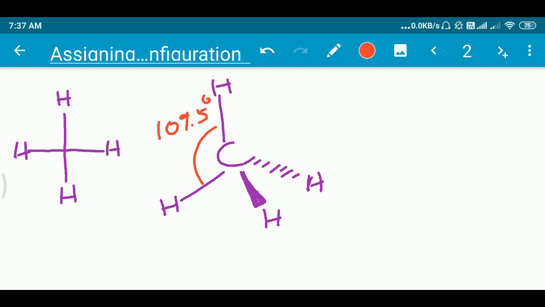Now, normal thickness lines represent bonds that are on the plane of the paper. So these two bonds along with the carbon lie on the plane of the paper. And this dashed line represents the bond projecting away from the observer, and this solid wedge, so this is what we call a wedge, and a solid wedge represents the bond projecting towards the observer.